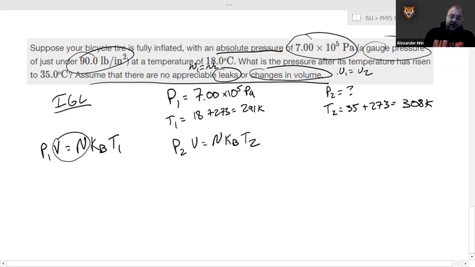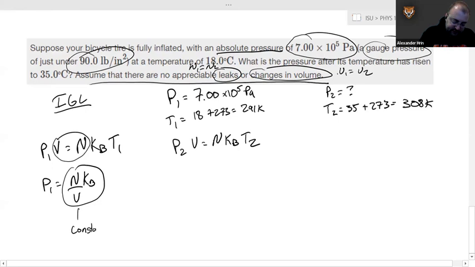Okay. Now the idea here is you have two unknowns. Well, really you have three unknowns, but you don't need to find N and V. You can basically find a ratio and eliminate it. So I'm going to manipulate this first equation real quickly. I would say P1 equals N over V, not N over N, but N over V, and then I'm going to put the KB in there because that's a constant.